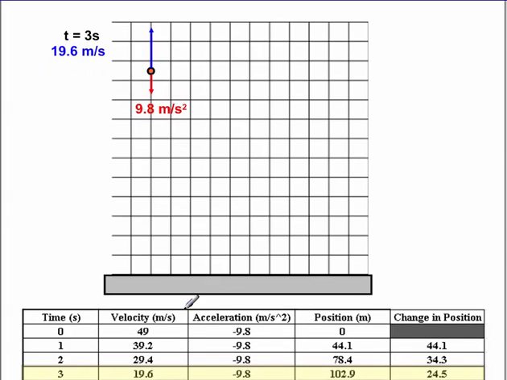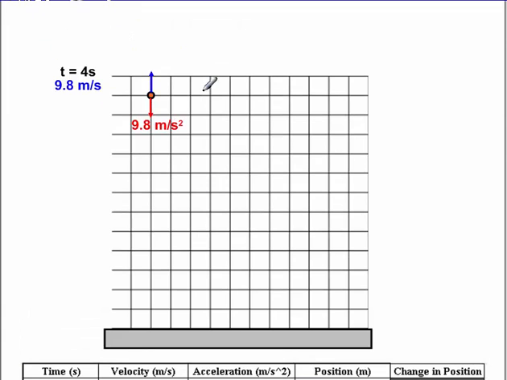At t is equal to 3, velocity 19.6. Acceleration the same. My position now has gone to 102.9, and my change in position from t is equal to 2 to t equals 3 has gone to 24.5.